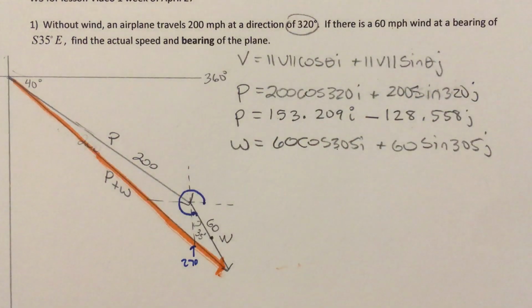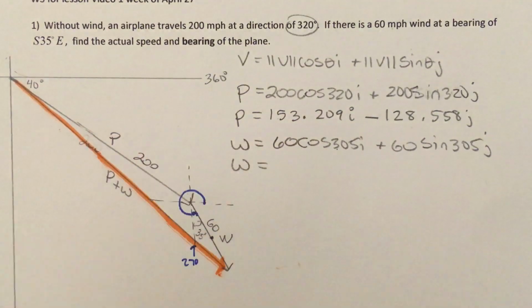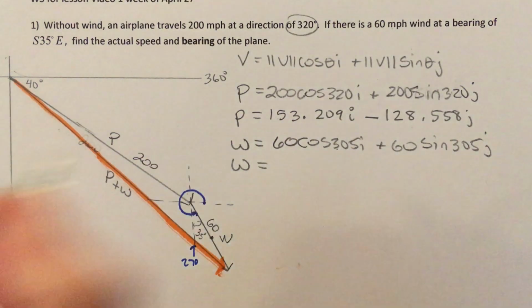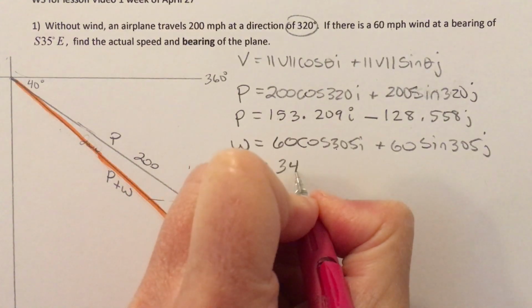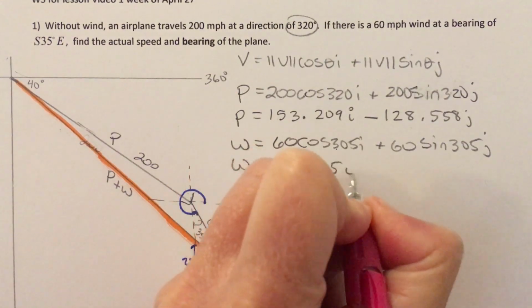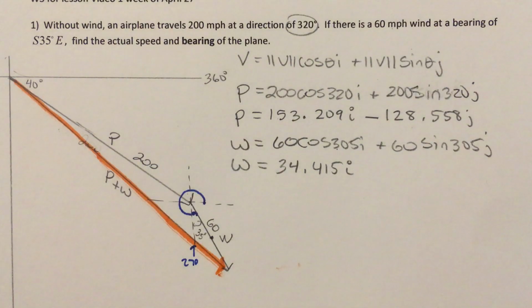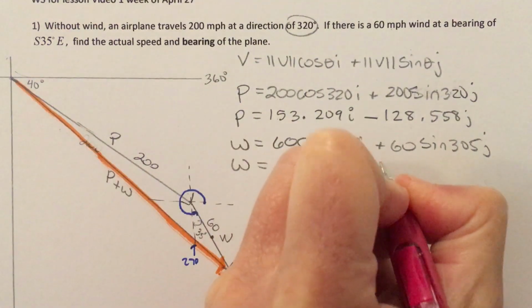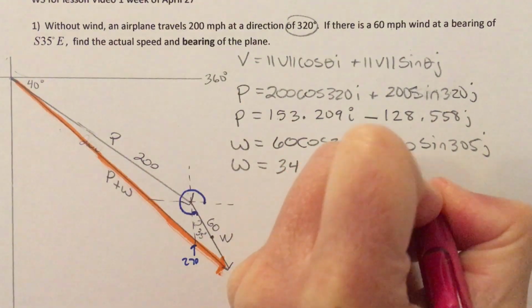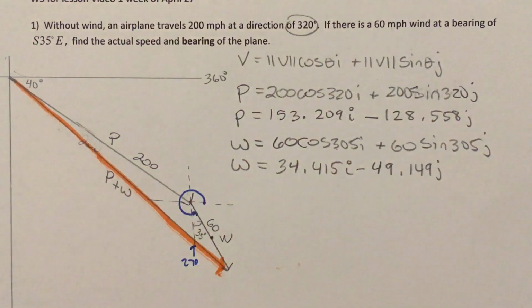Okay, so just be really careful of that, okay? All right, and then again, this is just a calculator part. 60 cosine 305 is 34.415i, and 60 sine 305 is negative 49.149j.